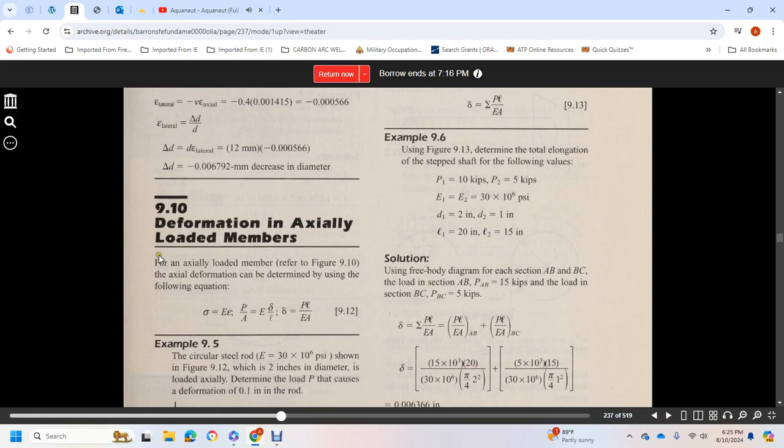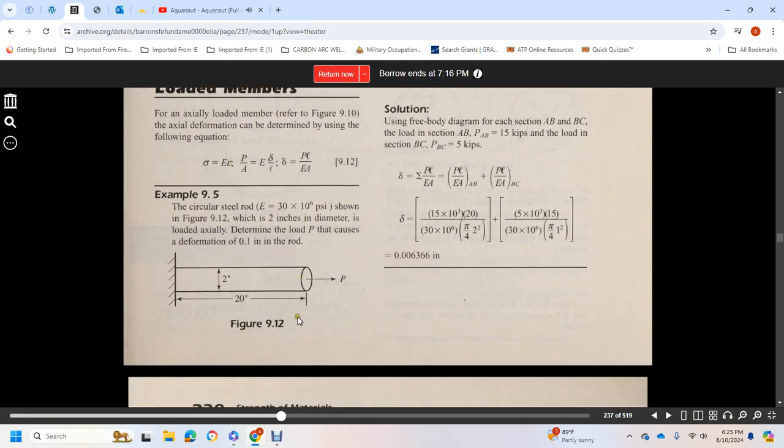9.10 Deformation of axial load members. For axial load members, see figure 9.10. Axial deformation can be determined by using the following equation: delta equals PL over AE, where E is the modulus of elasticity.